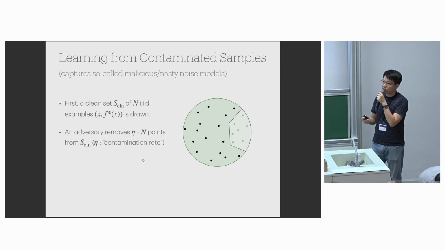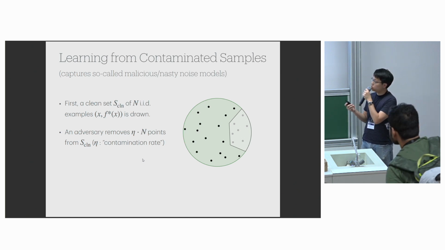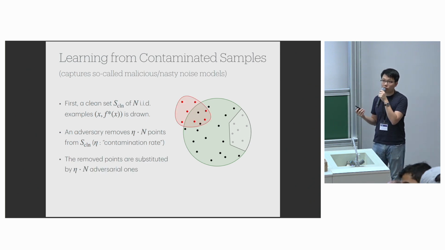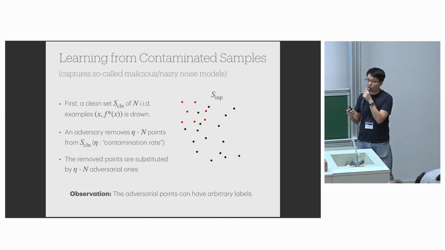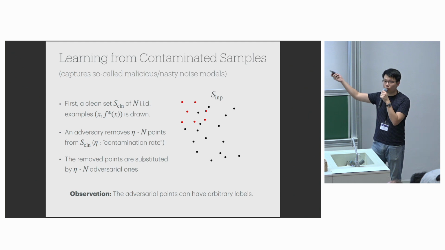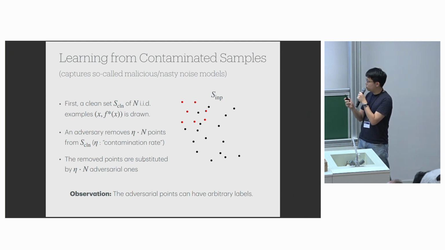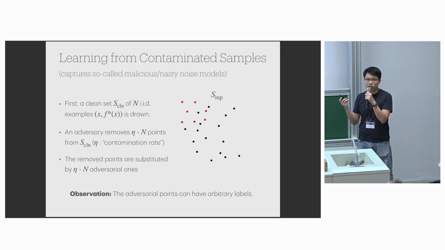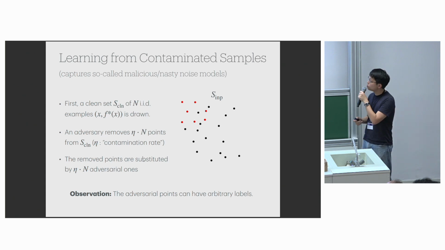Okay, and then an adversary gets to contaminate the dataset as follows. First, they get to remove an eta fraction of the dataset, and then they get to replace them with arbitrary adversarial data points. And notably, in this contamination model, the adversary gets to corrupt both the features and the label of the corrupted samples. So this is a generalization of the popular agnostic learning setting where the adversary only gets to flip the labels. So here you also get to flip the features as well.